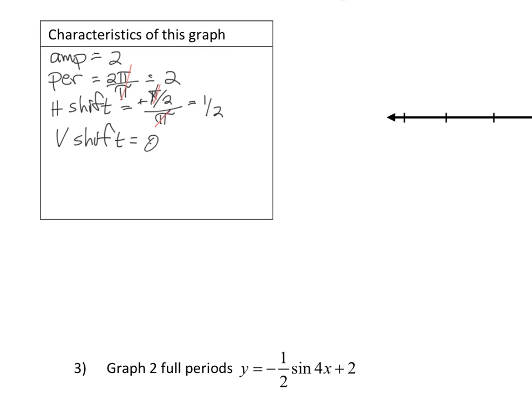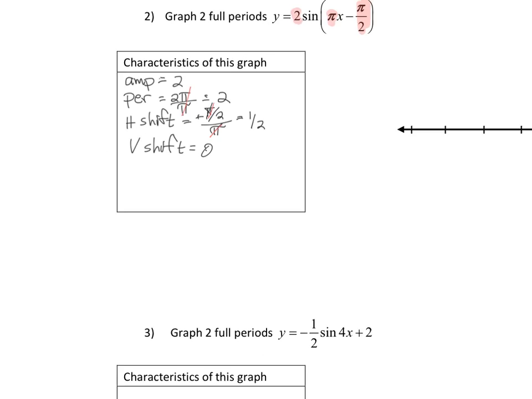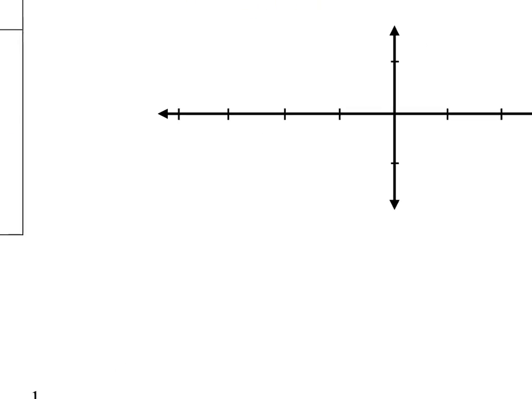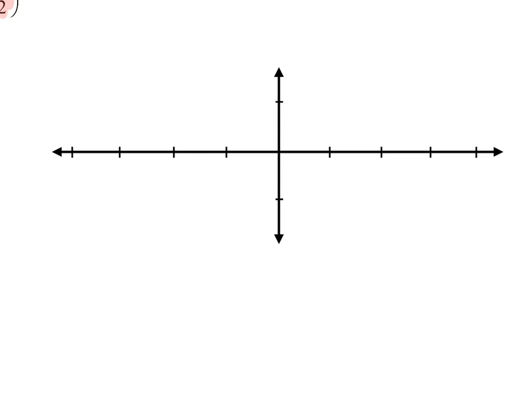Now that we've got that, we're going to mark our tick marks. So we have a period of 2. Half of that is 1, half of that is 1/2. 3 of those is 3/2. Now I mark the negatives: -2, -1, -1/2, -3/2. Now my amplitude is 2. So that becomes -2.